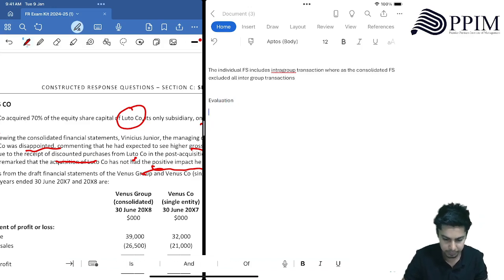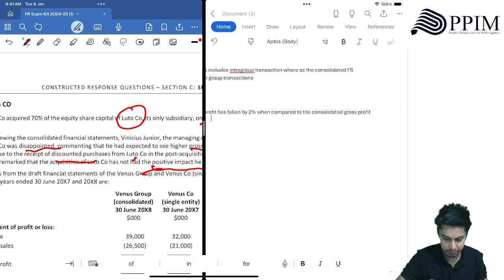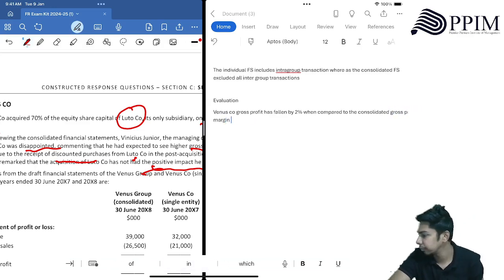Okay, let's start marking. Right. Venus Corporation gross profit has fallen by 2% when compared to the consolidated gross profit margin. Okay, right.